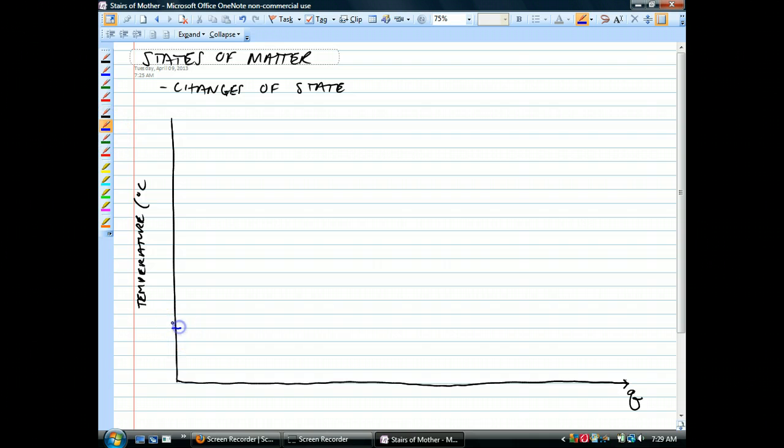Now, I'm going to put 0 degrees C here. And up here, I'm going to put 100 degrees C. Now, this is for water. Actually, let's put a nice title up here. This is going to be the heating curve of water, and it is our model for changes of state. The heating curve of water is our model for the changes of state.